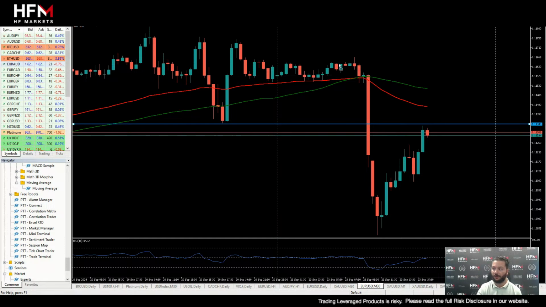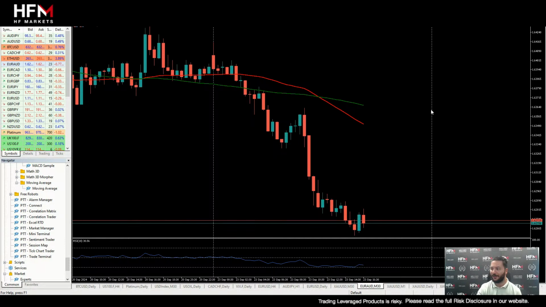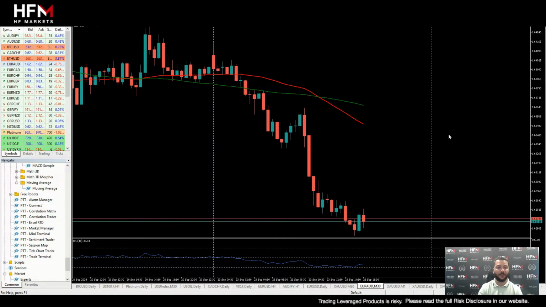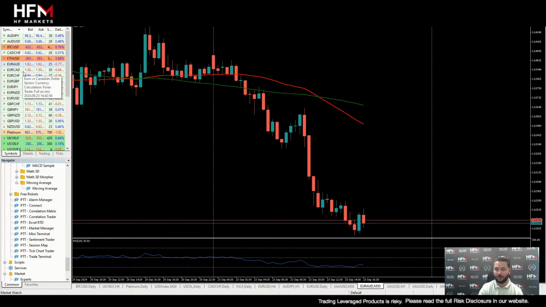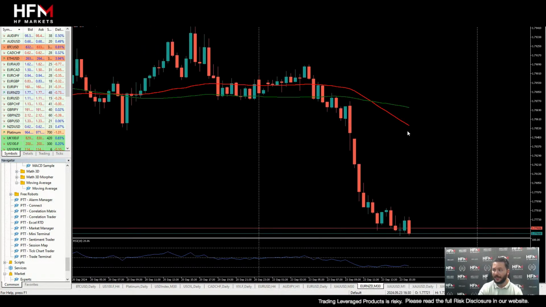Now, if we look at the euro against the Australian dollar, look at this, ladies and gentlemen. No retracement. There's no retracement here. If we look at the second best performing currency of the day, the euro against not the Australian dollar, but the New Zealand dollar, let's find it here. That's even better performing. Look at this compared to the euro against the US dollar.